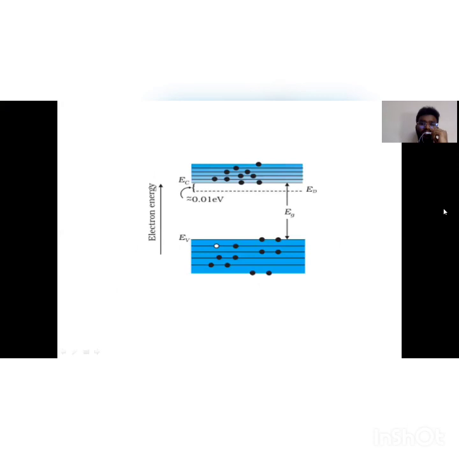As you can see in the diagram, electron energy is increasing. Electrons move from the valence band to the conduction band.